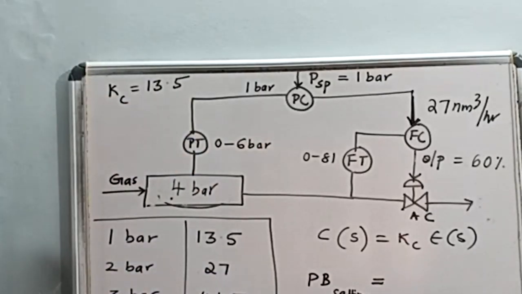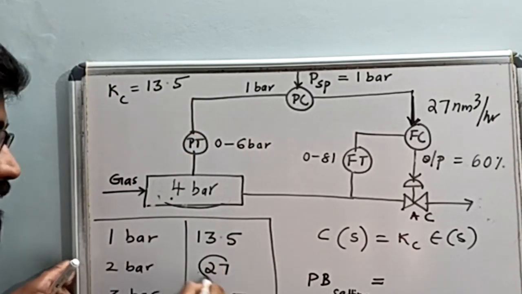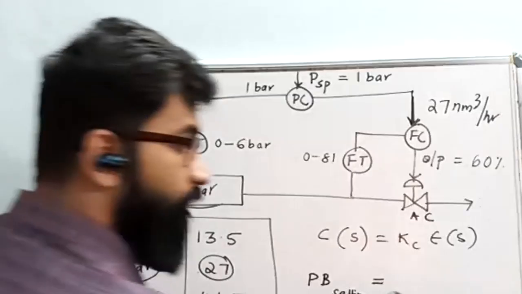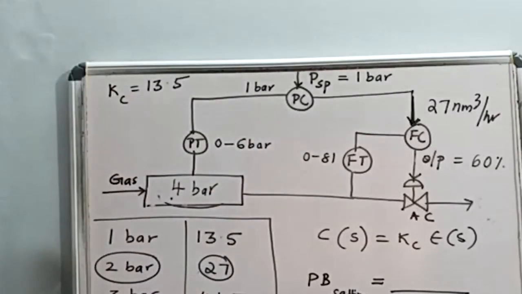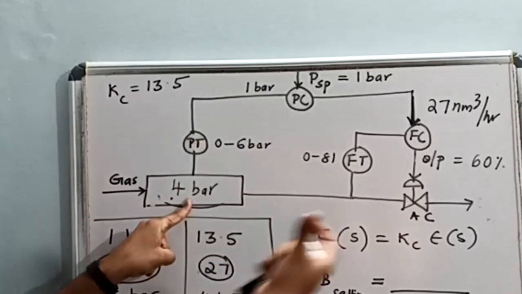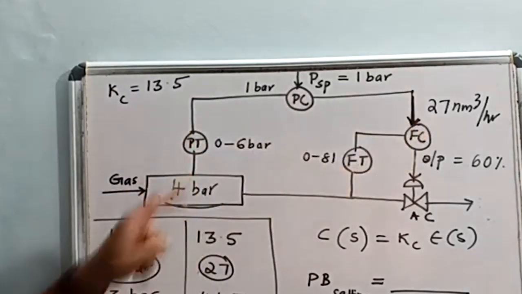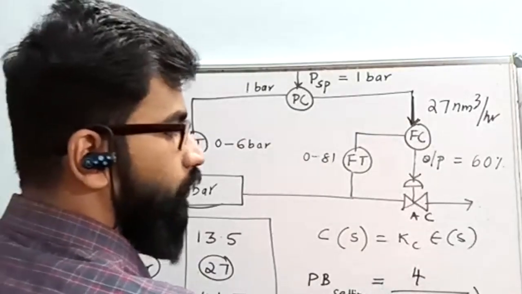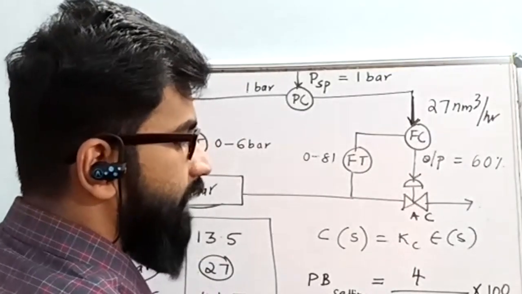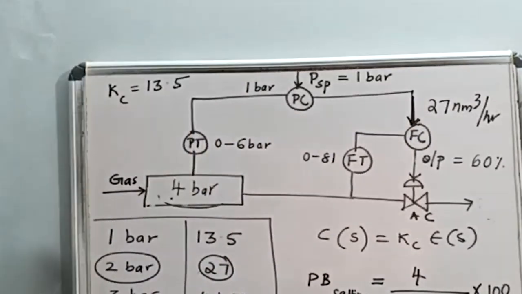Ideally, according to your graph, to get 27, how much pressure do we require? We require 2. The pressure you need ideally is 2. Now, our question is the actual case given to you: 27, we are having a pressure of 4. So 4 by 2 multiplied by 100. So your answer will be 200%.